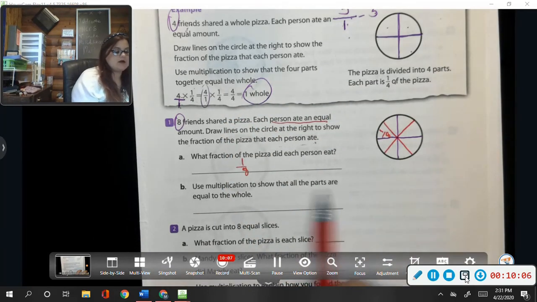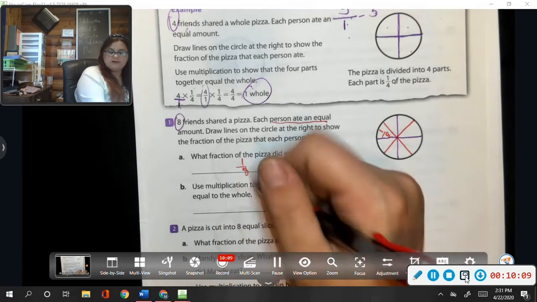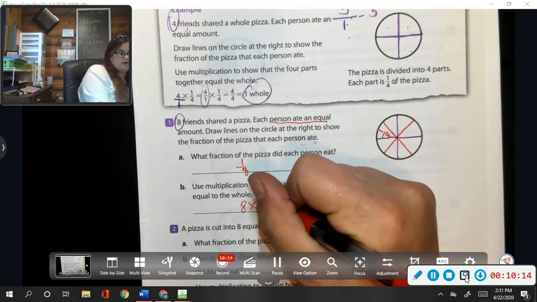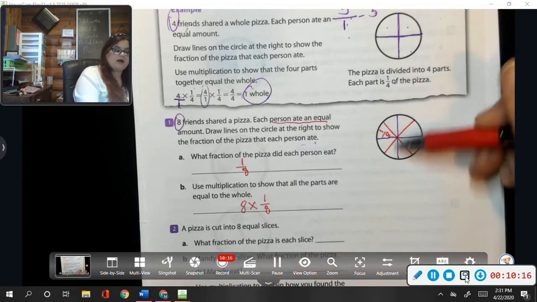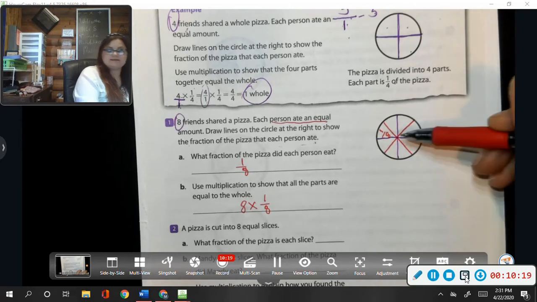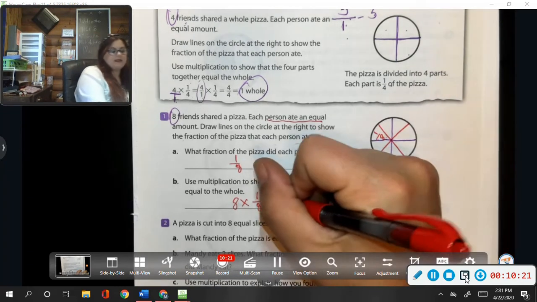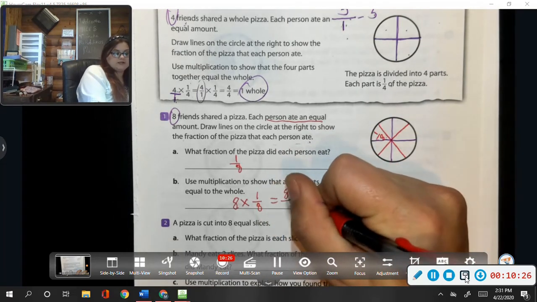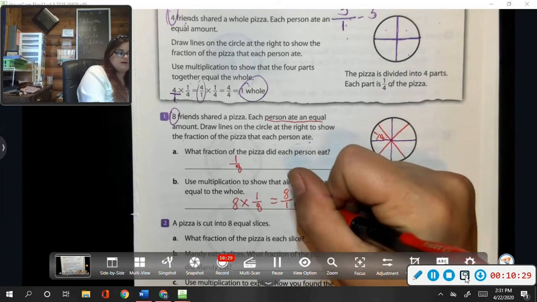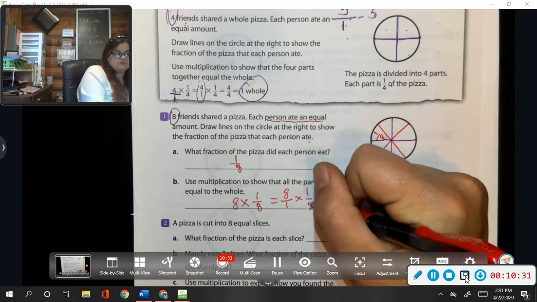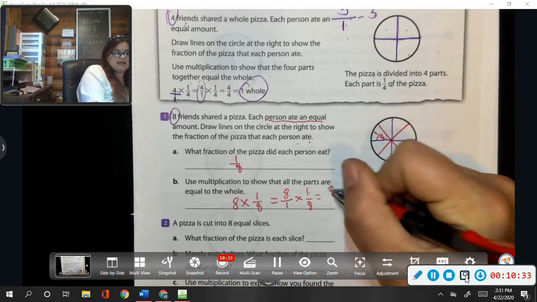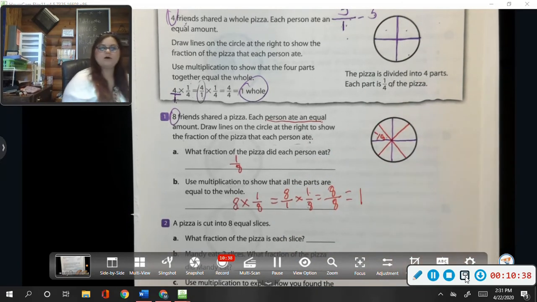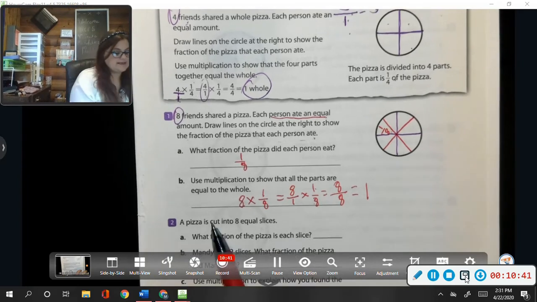It says use multiplication to show that all parts are equal to the whole. Well, all we need to do there is form a simple multiplication problem. 8 times 1/8, because we have 8 pieces that are equal to an eighth. And remember what I said, when we have a whole number here, we can just put a 1 under it, multiply it out. 8 times 1 is 8. 1 times 8 is 8, equals 1 whole pizza.